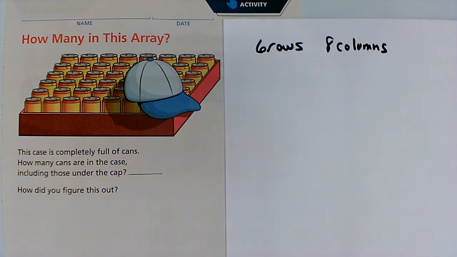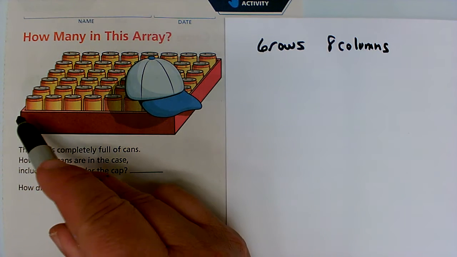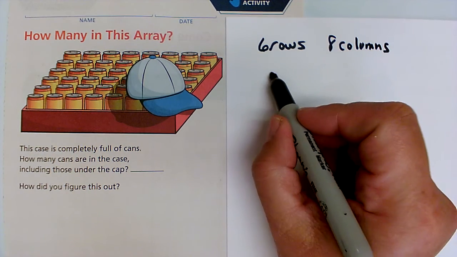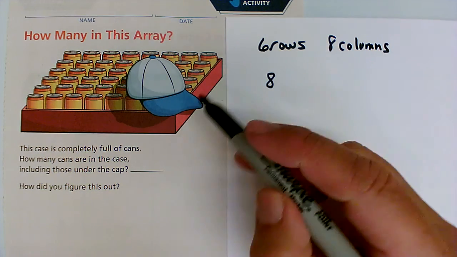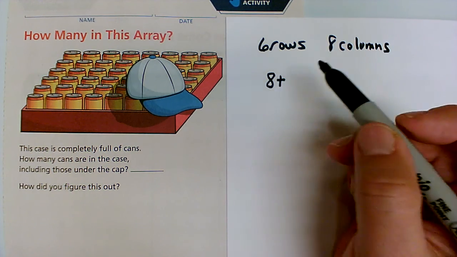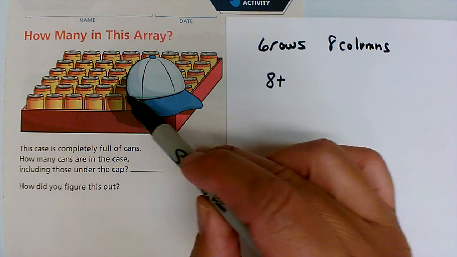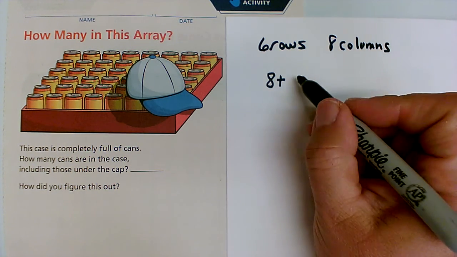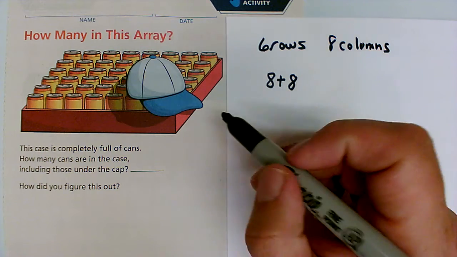Okay, so the strategies that we used in the video, what is an array? We wanted to come up with some number sentences. And one of the sentences was repeated addition. So we're going to look at row number 1. Row 1 has 8 cans in it. And we're going to add row 2's cans to row 1. So in row 2 we have 8. So we're going to add 8 plus 8.